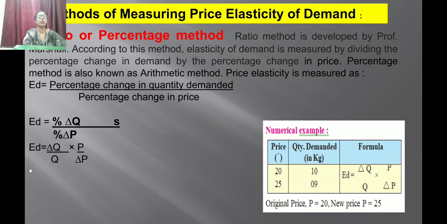So symbolically, change in quantity demanded is 1. What is the original Q? That is 10. So 1 upon 10 into what is the price? The price is 20. Change in the price, delta P, is 5. So 1 upon 10 into 20 upon 5. When you calculate it, you get ED equal to 0.4. When you divide 1 upon 10 into 20 upon 5, you will get 0.4.